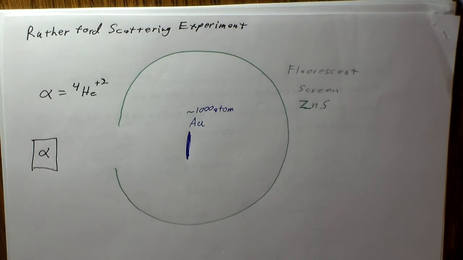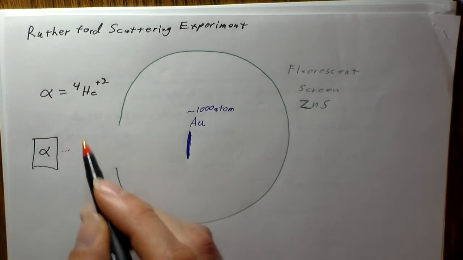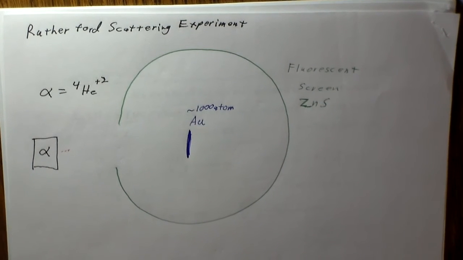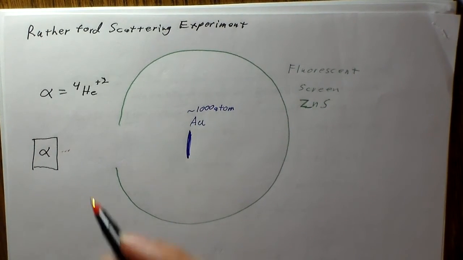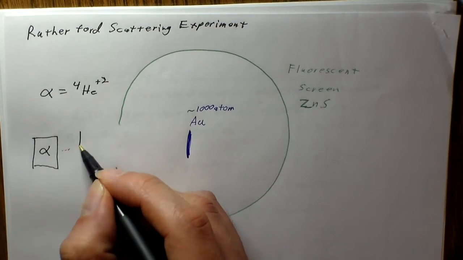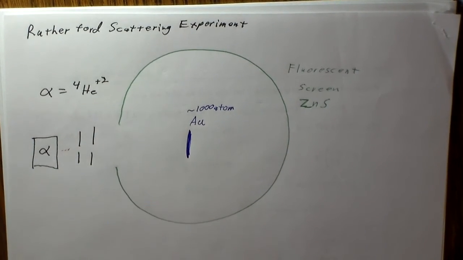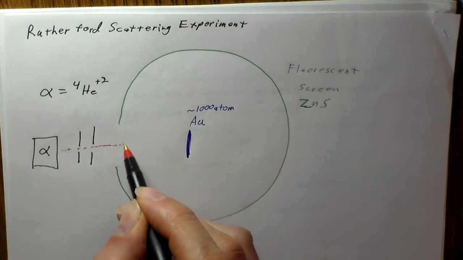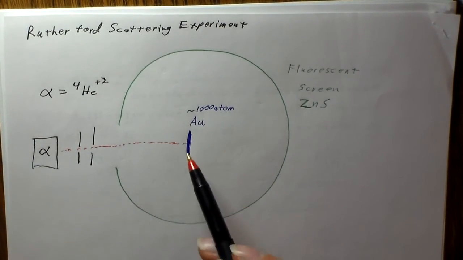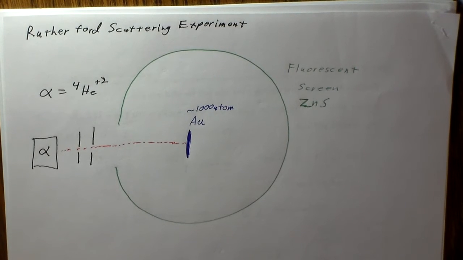So we would have our alpha particles here, coming through, and there would be a couple of collimators there just to make sure that the alpha particles were traveling in a nice little line. Just to make sure that the alpha particles are going in a straight line. So you have the alpha particles coming through here, and then they're going to impact the gold foil.